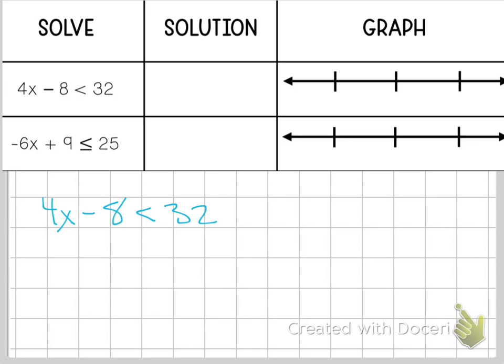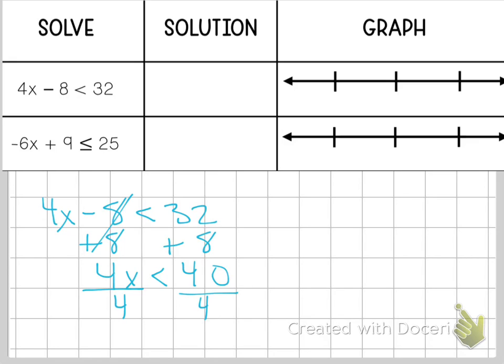So to do that, we use inverse operations. So I look at the inverse of subtracting 8, so I would add 8 to each side. And that leaves me with 4x is less than 32 plus 8, which is 40. So now I have 4x is less than 40, and I want to undo my multiplication of 4. So to undo the multiplication of 4, I divide both sides of the inequality by 4.